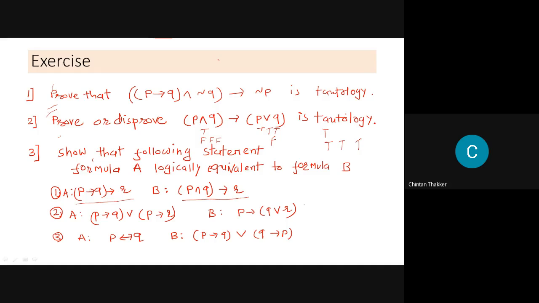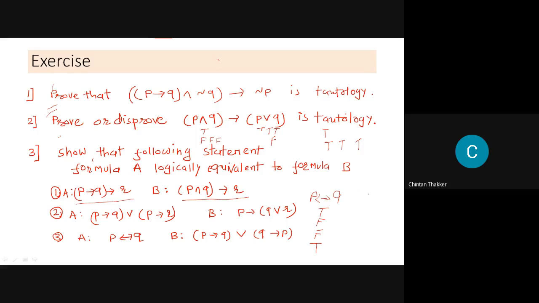In the third, we have P, Q, P if and only if Q. I'm not writing the columns P and Q, I'm just writing directly. So the column P if and only if Q is T, F, F, T.